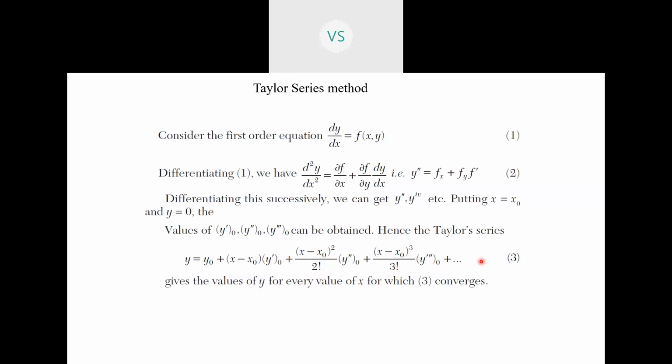So what will be the next term? (x minus x0) raised to 4 upon 4 factorial into y4, and in this way you have to continue. Now the question arises: how many terms do you have to consider? This question always arises whenever there is a series.